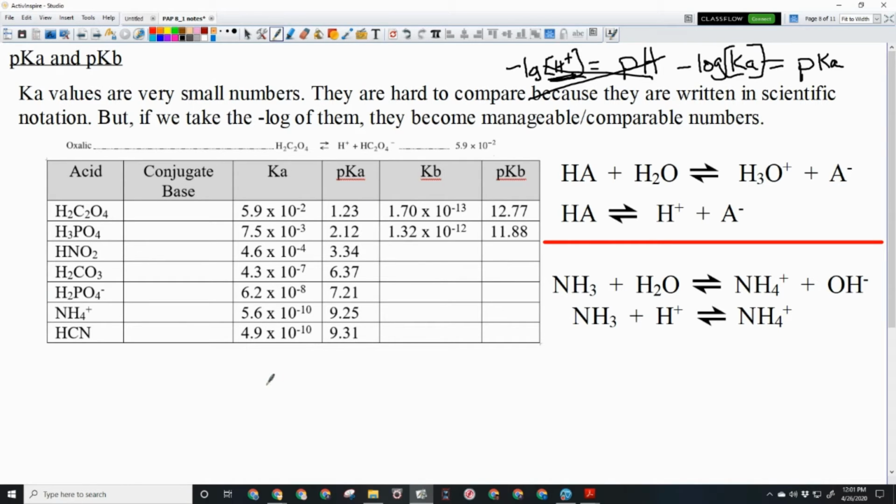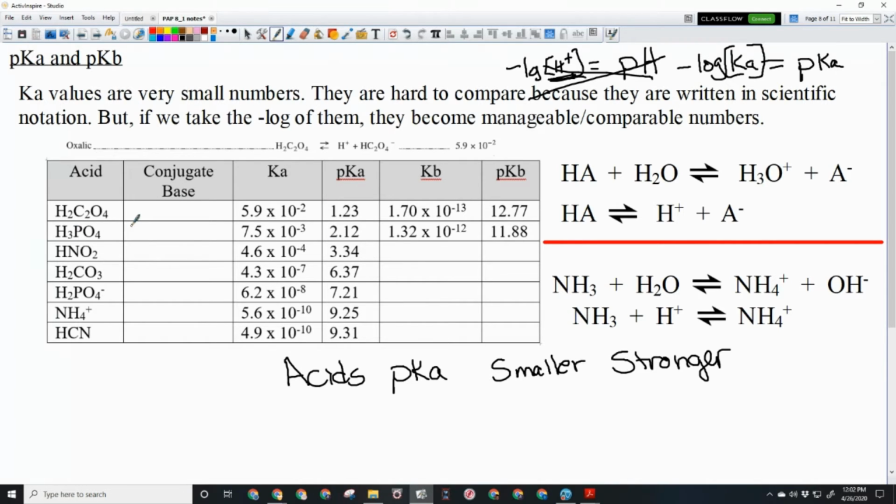Okay, so what I'm going to tell you is for acids, when you take the pKa, the smaller the value, the stronger the acid.